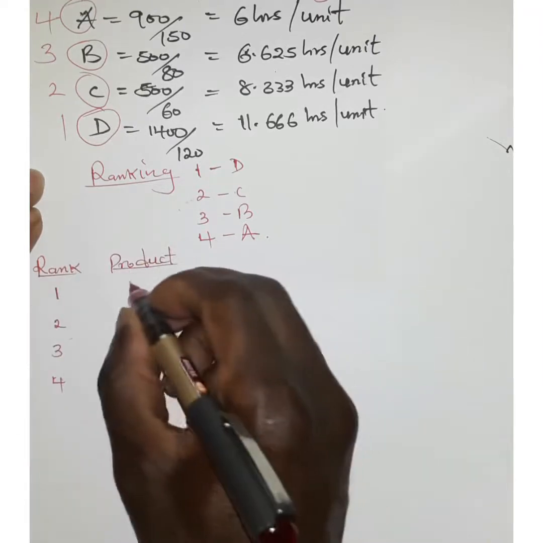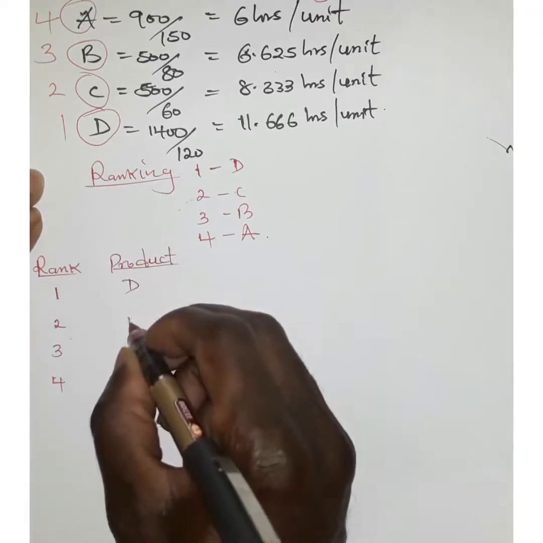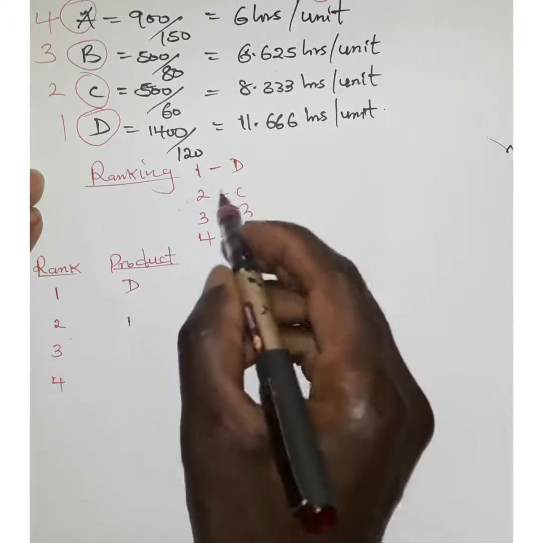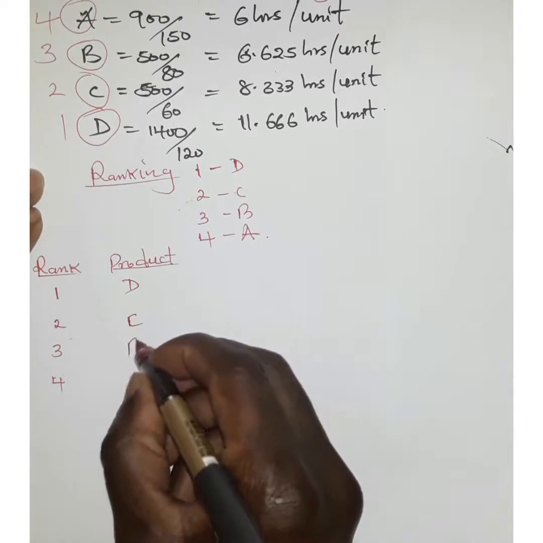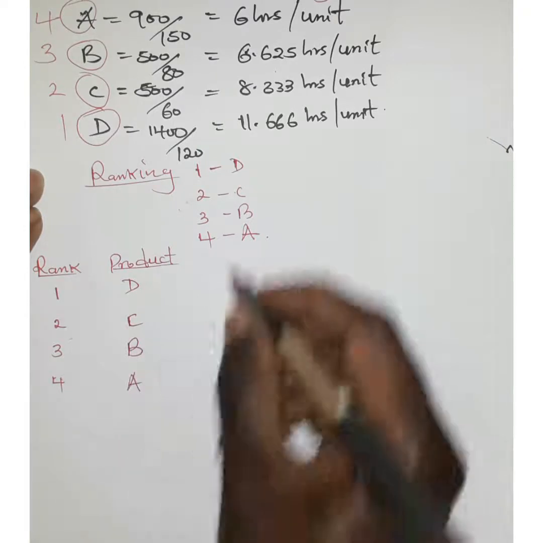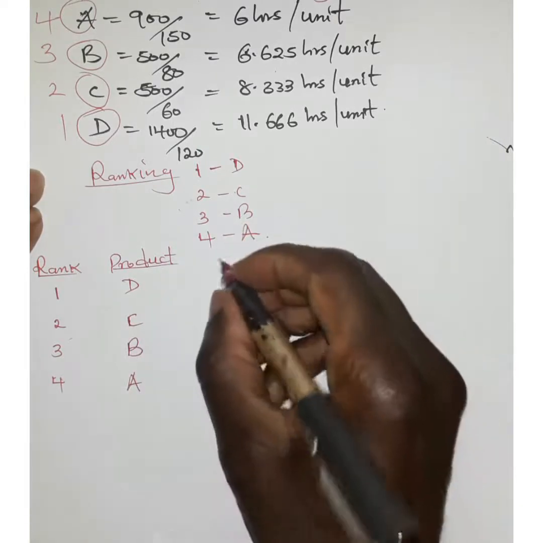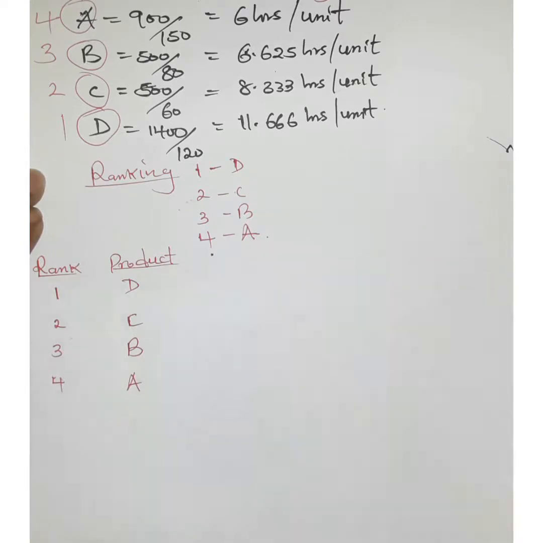So you have the product. First rank is D, second rank is C, third rank is B, and the fourth rank is A. We just copy paste.